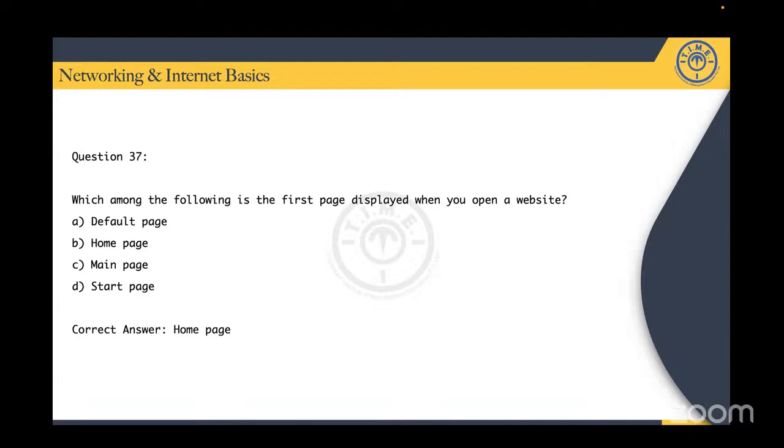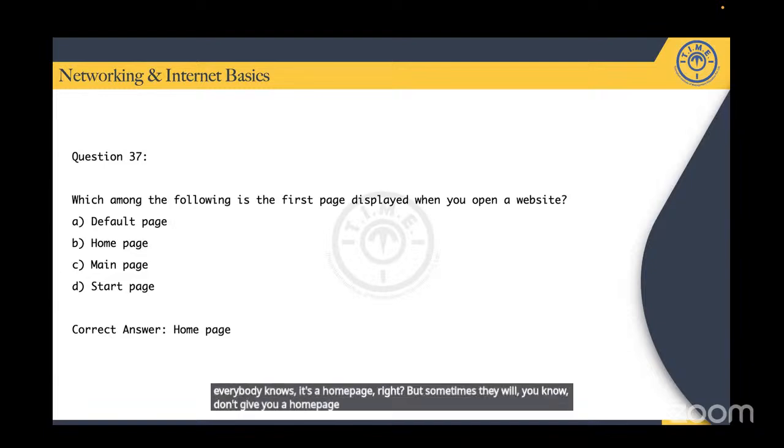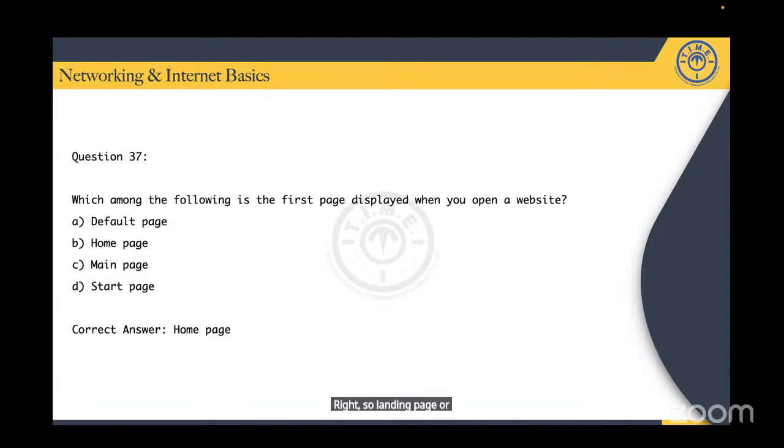Which among the following is the first page displayed when you open a website? Everybody knows it's the homepage, right? Sometimes they don't give you a homepage, and instead they give you a landing page. So landing page or homepage, both are the same. But main is different. The entry point of any website is called the homepage or landing page.